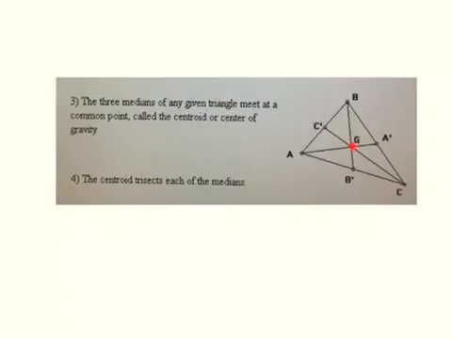So GB prime is 1/3 of BB prime. GA prime is 1/3 of AA prime. And GC prime is 1/3 of CC prime. And so each of them is trisected. And again, that point G is the centroid.